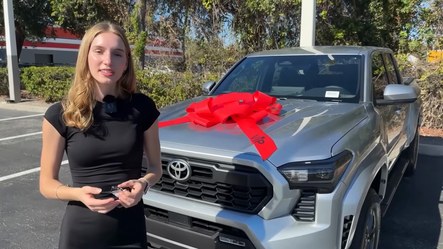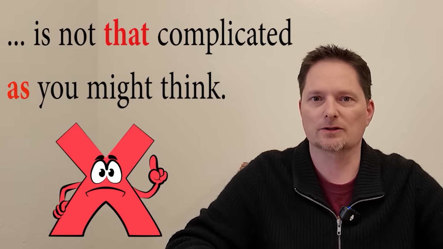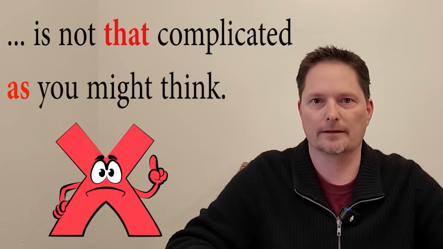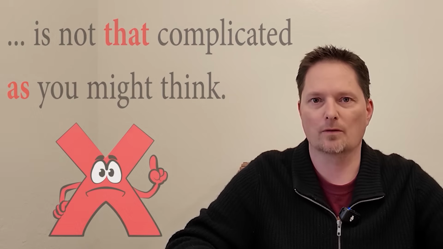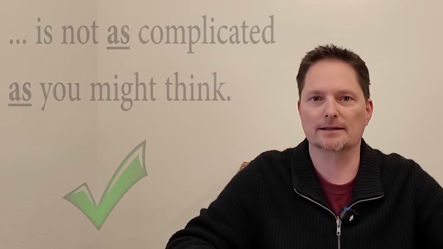This is also not correct. Buying a car is actually not that complicated as you might think. I cannot say buying a car is actually not that complicated as you might think. I cannot mix that with as. I have to put as in both places. So it's correct to say buying a car is actually not as complicated as you might think. I have to use as in both spots. Let's practice. Is buying a car as complicated as you might think? That's right, buying a car is not as complicated as you might think.